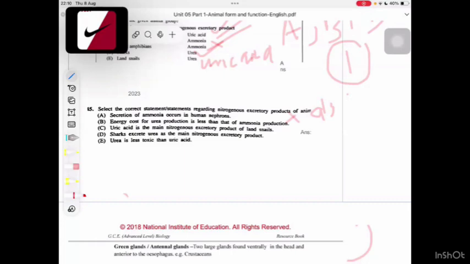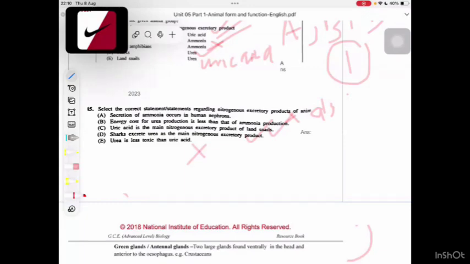Uric acid is the main nitrogenous excretory product of land snails. Therefore, this is correct. Sharks excrete urea as the main nitrogenous excretory product. That is correct. Urea is less toxic than uric acid. They're saying urea is less toxic than uric acid. No, it is more toxic than uric acid, right? Therefore, this is wrong.